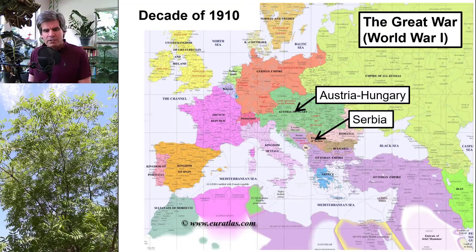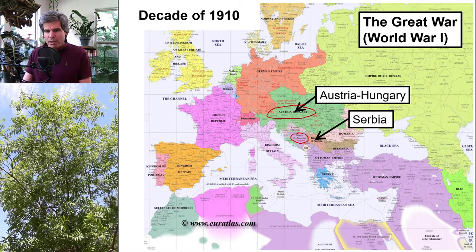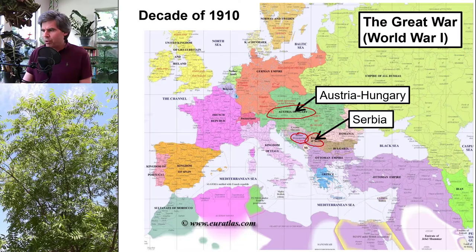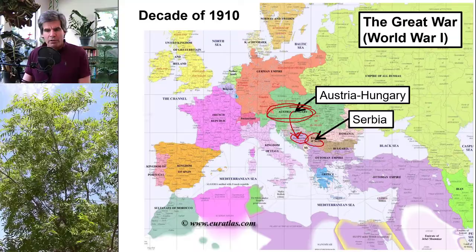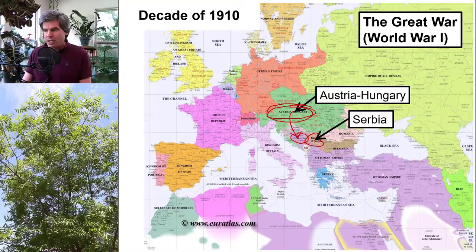Recall that Austria-Hungary had recently annexed the area of Bosnia and Herzegovina, down here, and the people in Serbia were angry about that. And so there was Archduke Franz Ferdinand, who was the heir to the Austrian throne, and he makes a trip to visit Sarajevo. Sarajevo's in this newly annexed area. While he's there, on June 28, 1914, he was assassinated by a terrorist from Serbia.